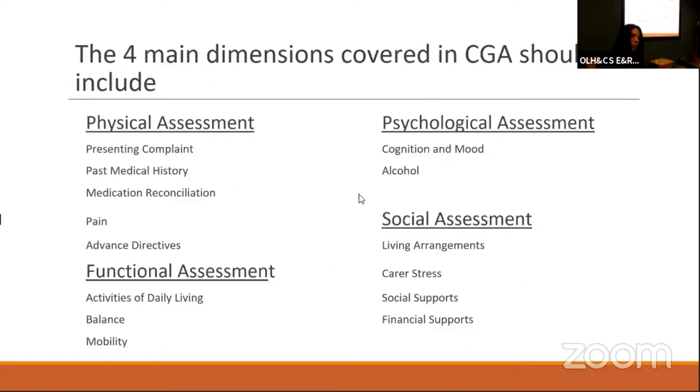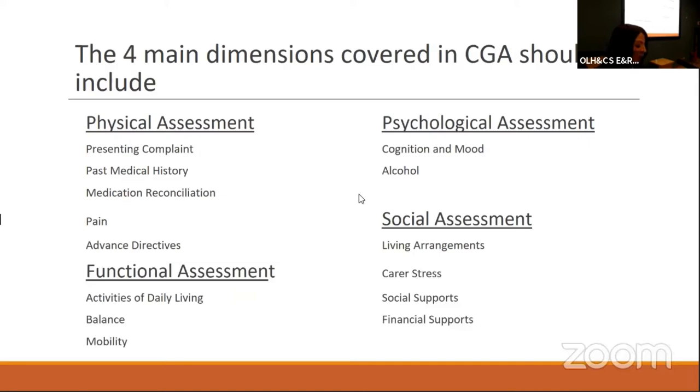The 4 main dimensions covered in CGA should include a full assessment, as I said already: physical, functional, psychological, and social support. The use of validated assessment tools makes objective measurement better, and you can determine whether or not there's improvement or there's decline.